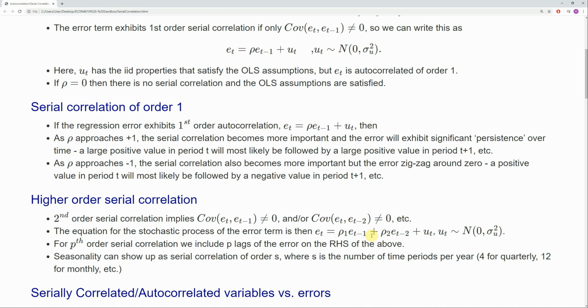The equation is similar to the first order. We just have the second lag term added to the model as well. Similarly, we can define a pth order serial correlation and check for that.